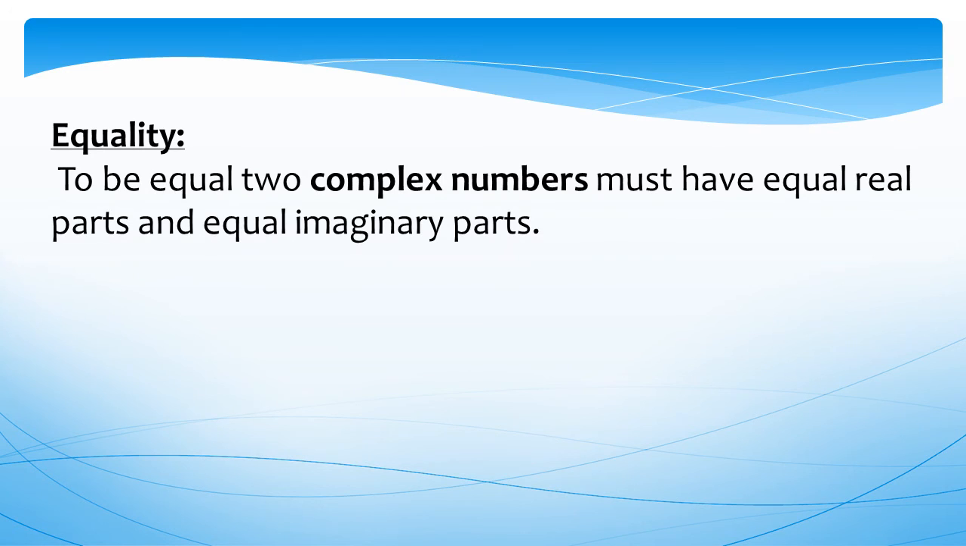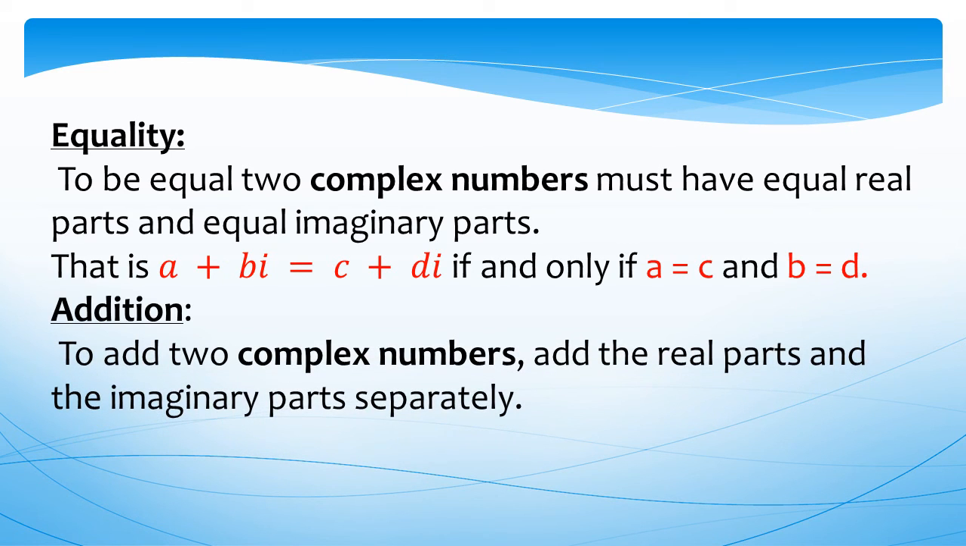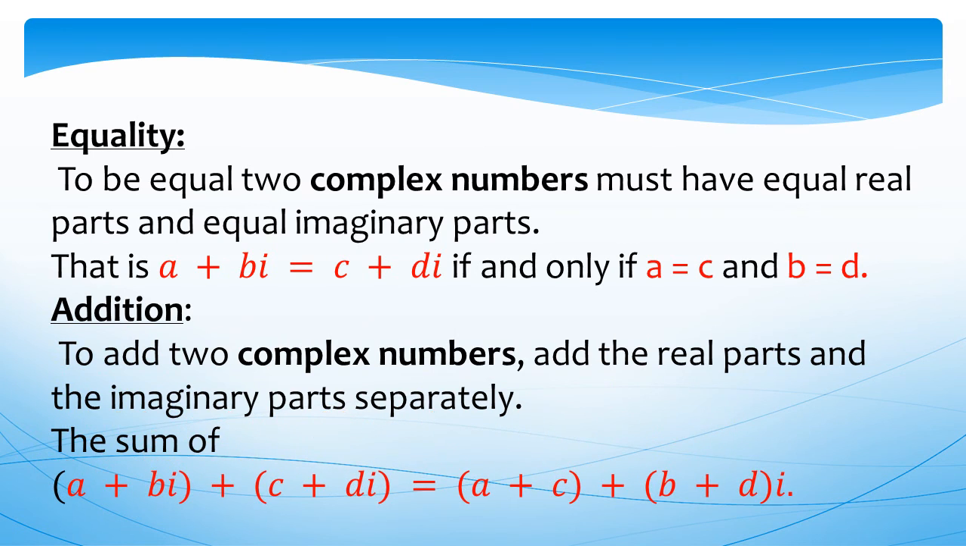Equality. To be equal, complex numbers must have equal real parts and equal imaginary parts. That is, a plus b iota is equal to c plus d iota if and only if a is equal to c and b is equal to d. Addition. To add two complex numbers, add the real parts and the imaginary parts separately. The sum of a plus b iota and c plus d iota is equal to a plus c plus b plus d iota.